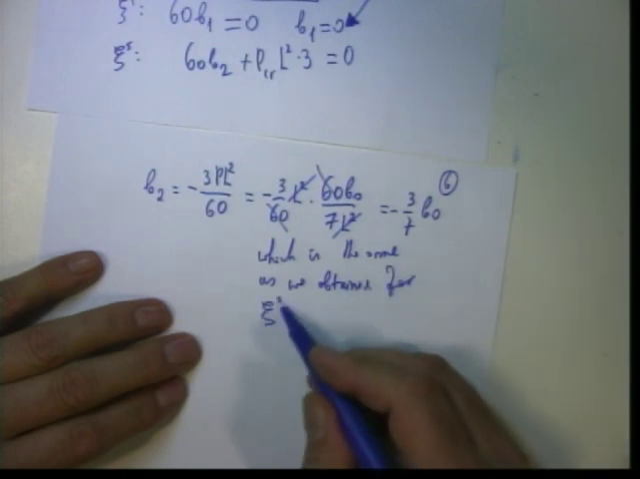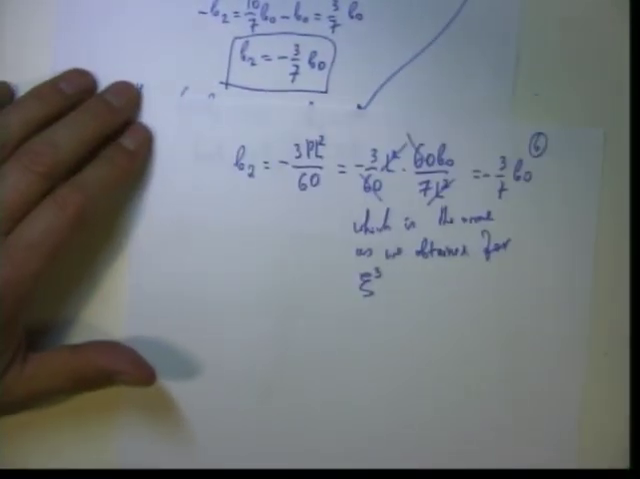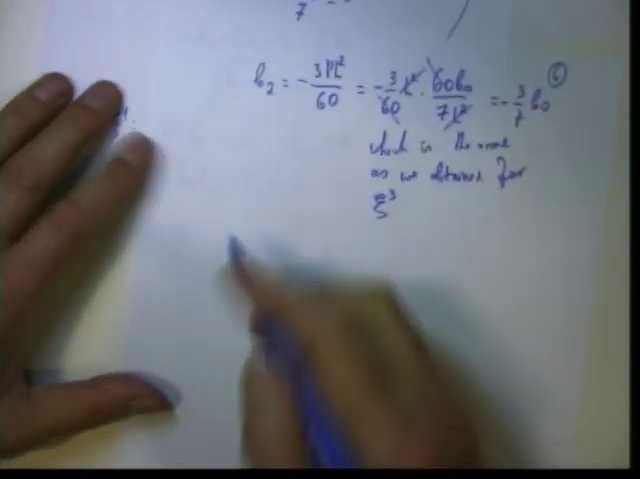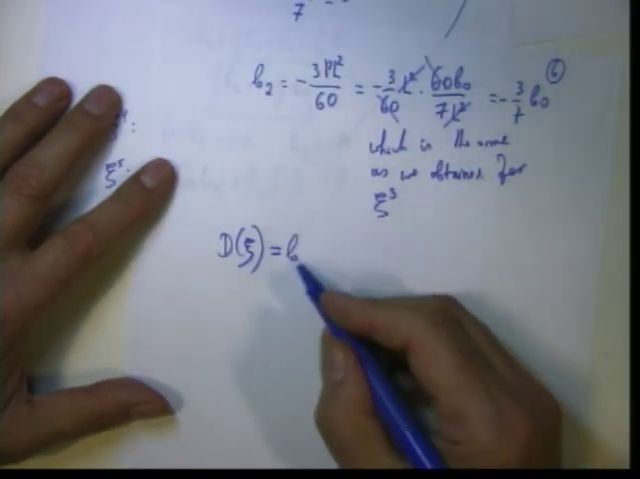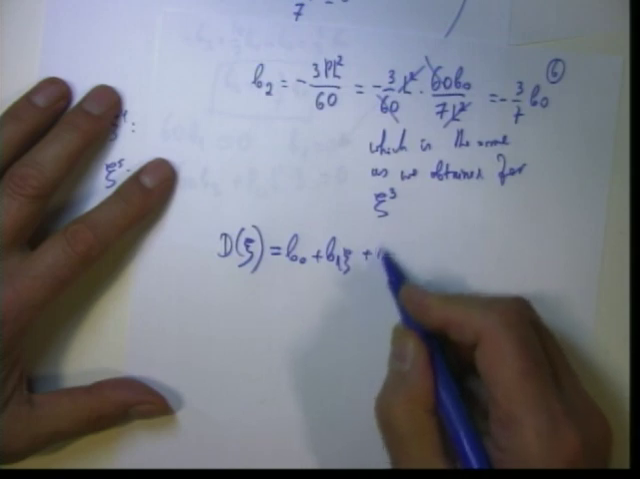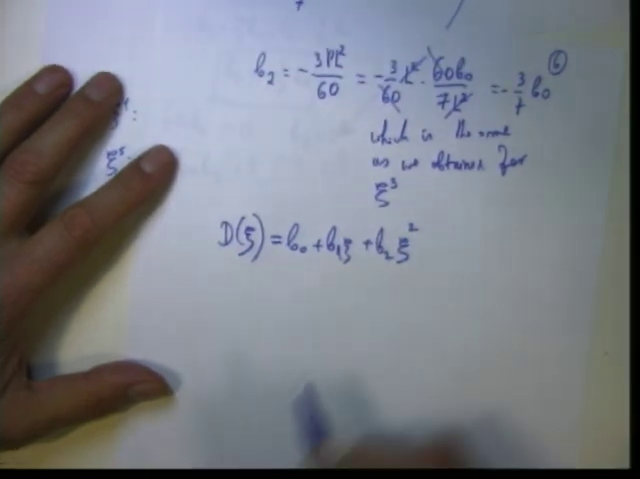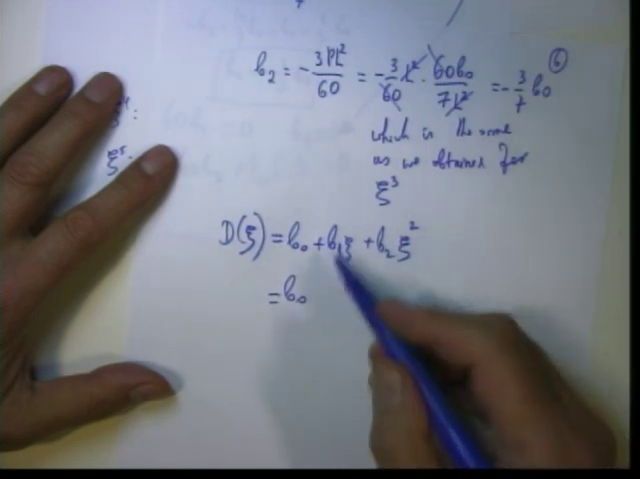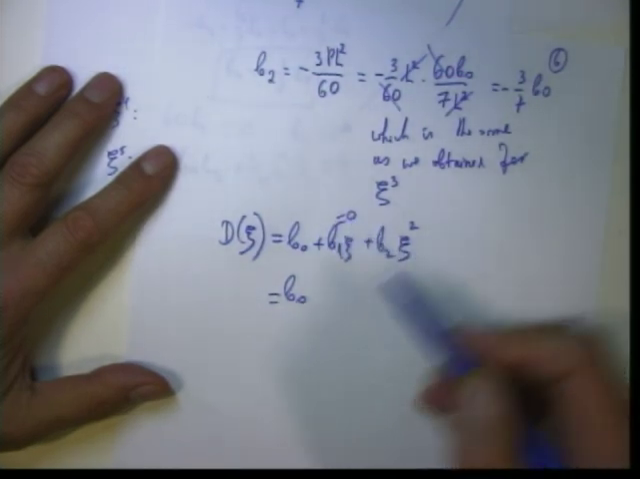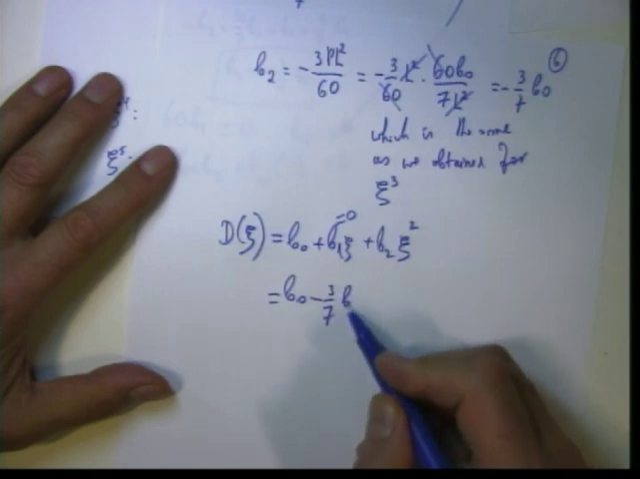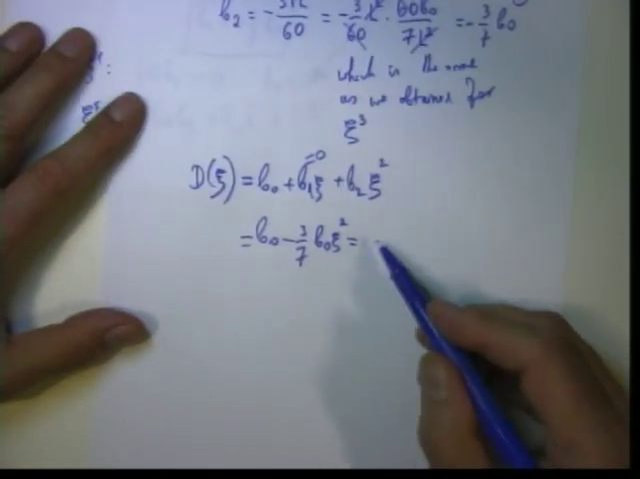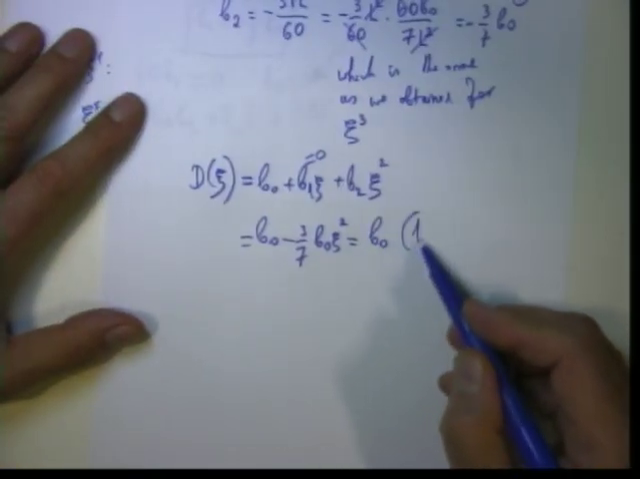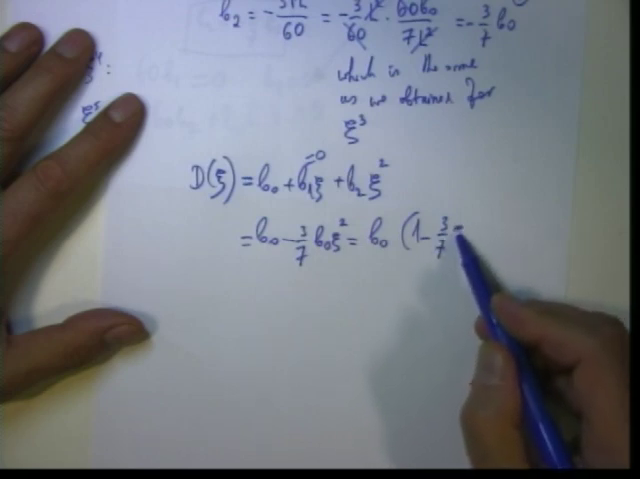For psi cubed. Okay, let us summarize the results. What is D of psi? D of psi equals B0 plus B1 psi plus B2 psi squared. So B0 stays as it is. B1 is 0, we said. And B2 is minus 3/7 B0, and then it is psi squared. So then B0 can be taken out: 1 minus 3/7 psi squared.